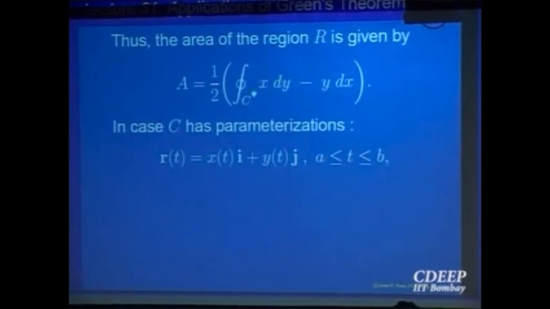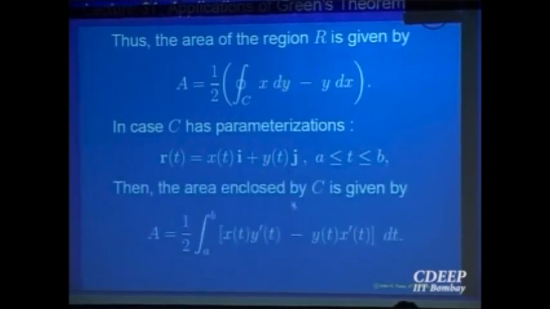Supposing the curve is given by a parameterization, r(t) = x(t)i + y(t)j. Then you can appropriately write the formulas. Your dx will be equal to r'(t) dt. So you can write down the formula in terms of the parameterization x(t), y(t).